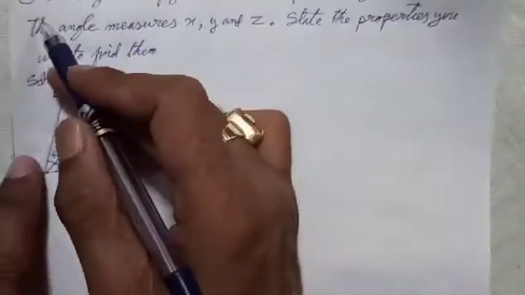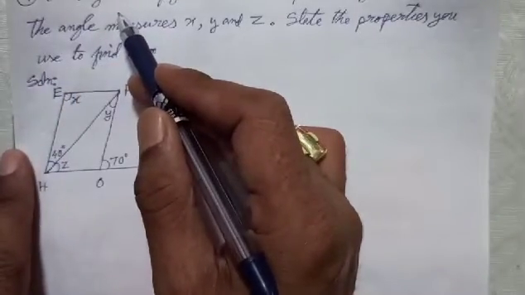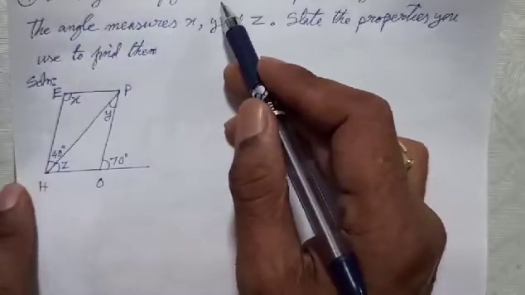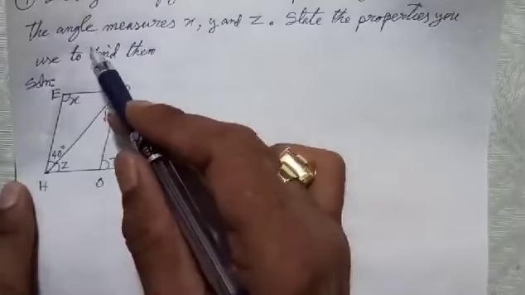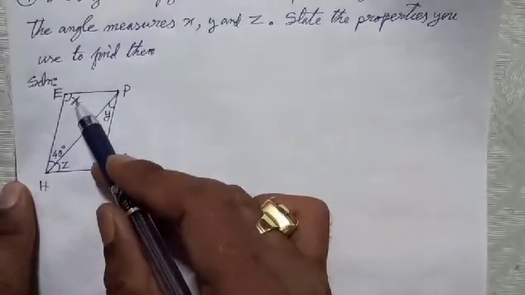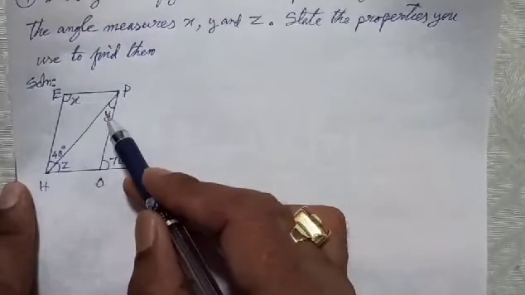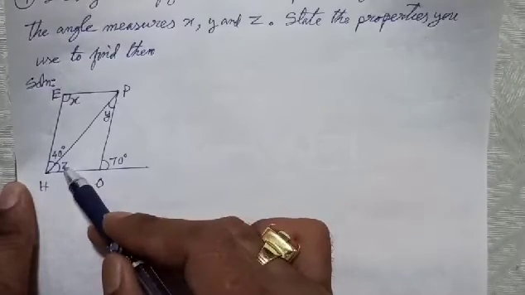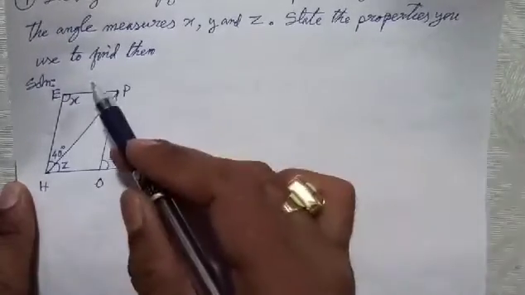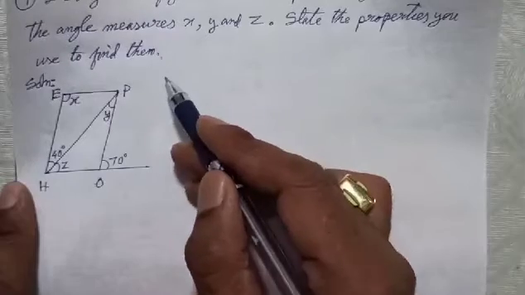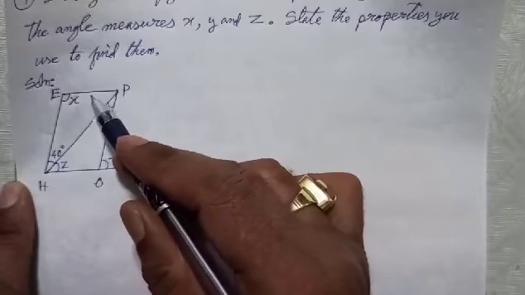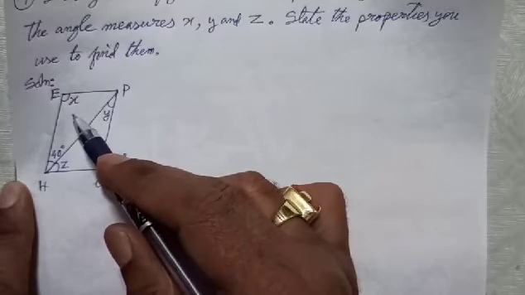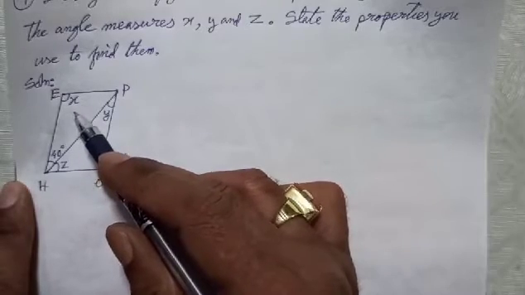Question number 7. The adjacent figure of HOPE is a parallelogram. This is a parallelogram. Find the angles measure. Here is x, we have to find out x. Here is y, we have to find out y. Here is z, we have to find out z. State the properties you use to find them. And we have to state the property when we try to find out the angles, the property we use, that also we have to state.